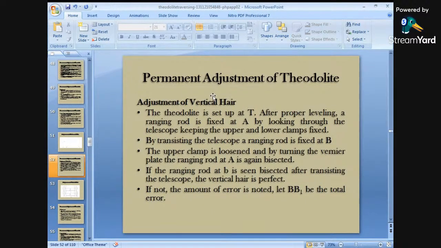The next one is the adjustment for your vertical hair. Now how to do the adjustment in the vertical hair? The theodolite is set up at point T. After proper leveling, a ranging rod is fixed at A, looking through the telescope, keeping the upper and lower clamp fixed.